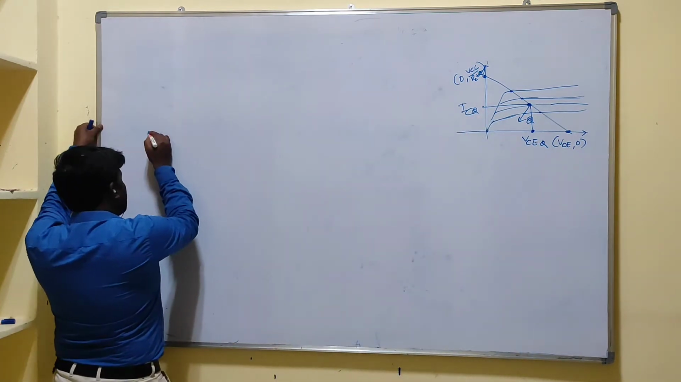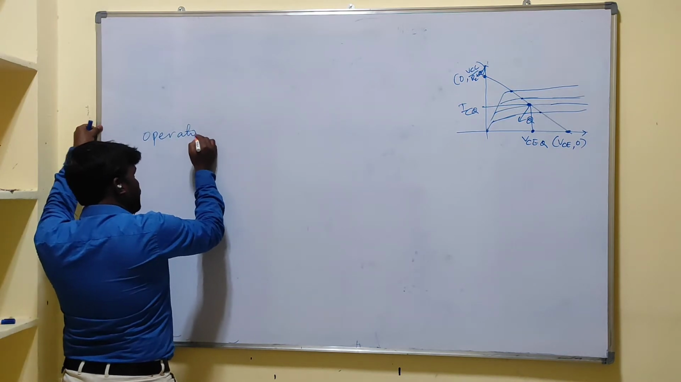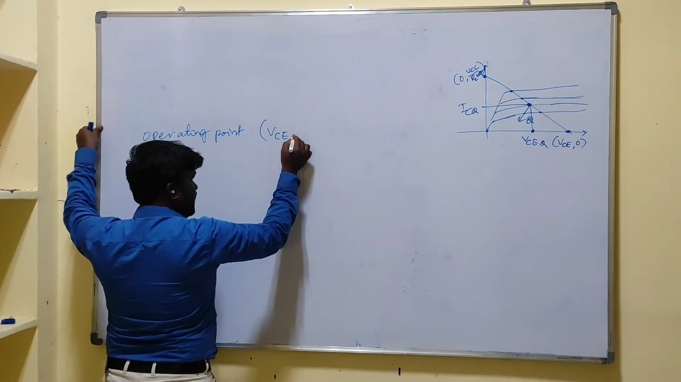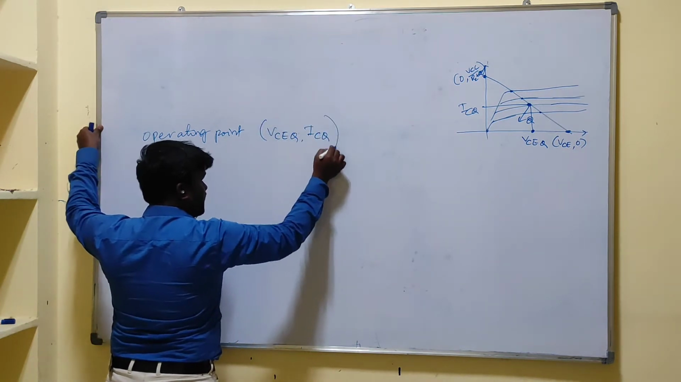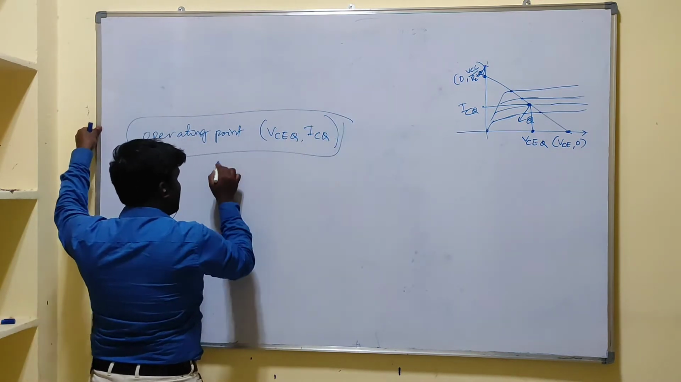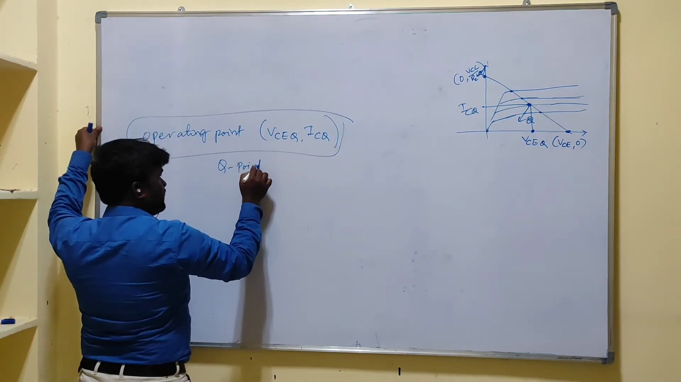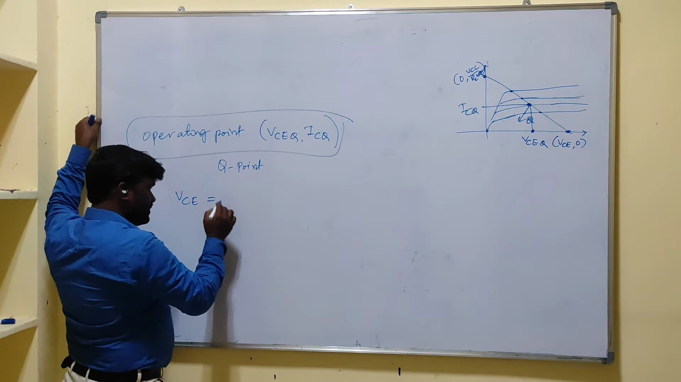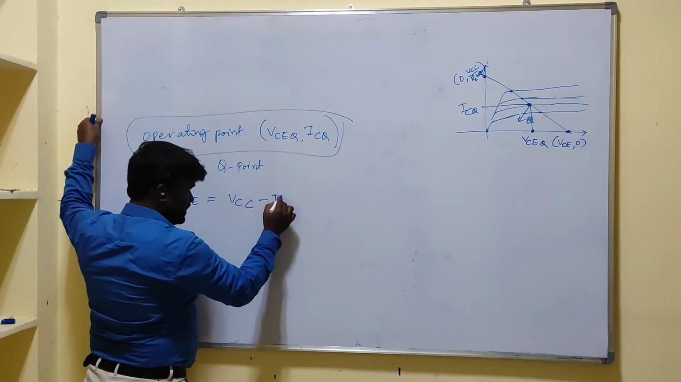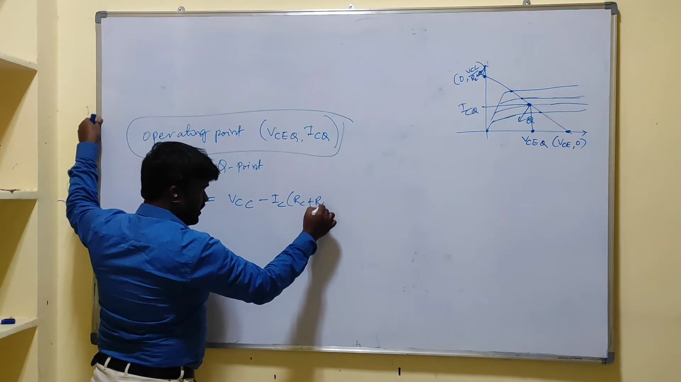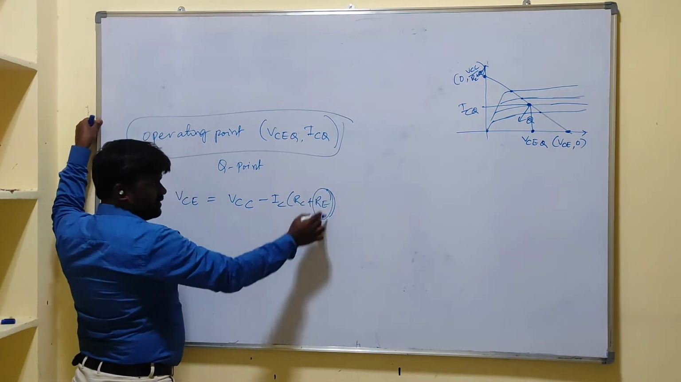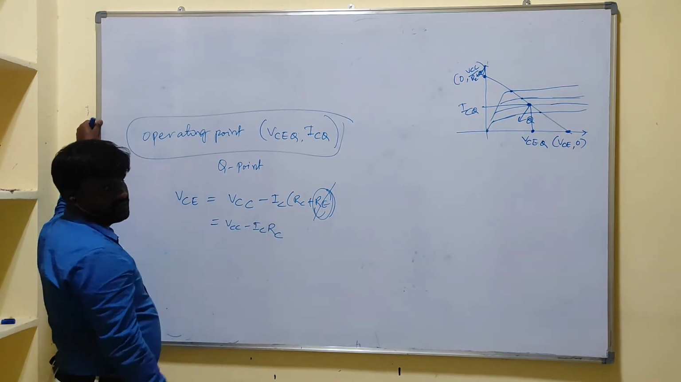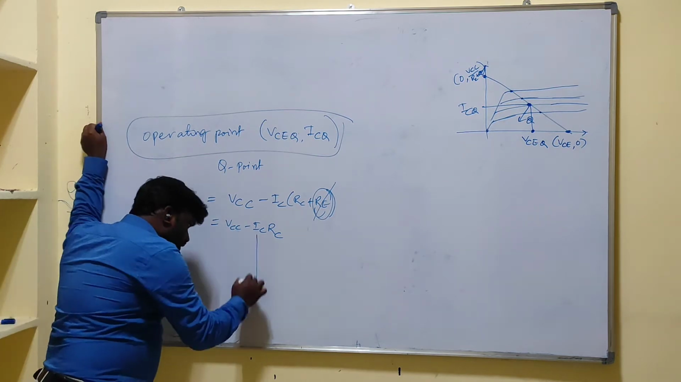Operating point is nothing but fixing of output voltage and output current at a particular point. That point is known as the quiescent point, or Q point. Okay, we know that VCE equals what? In the previous class we derived this as VCC minus IC into (RC plus RE). If there is no emitter resistance, we have just VCC minus IC into RC. That means we need to fix this IC.